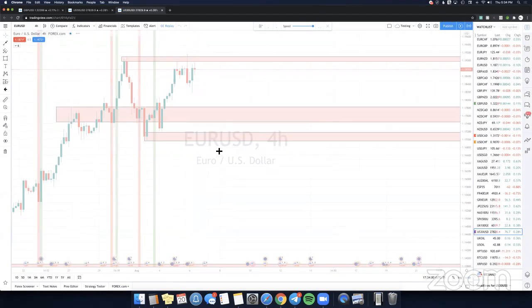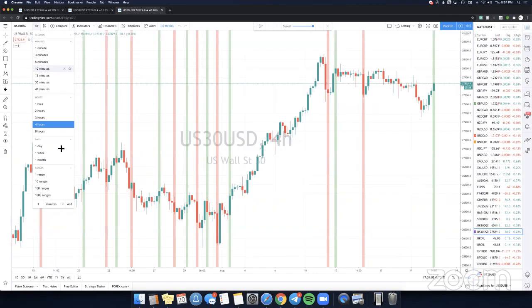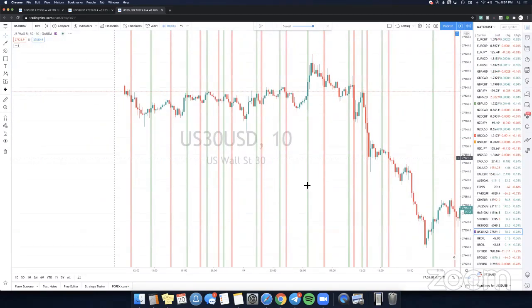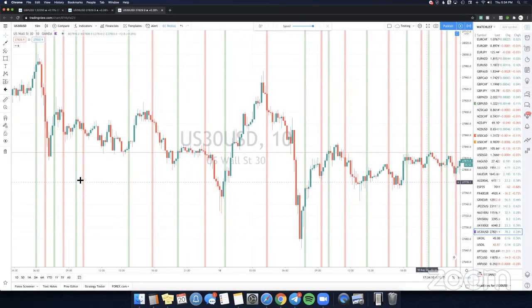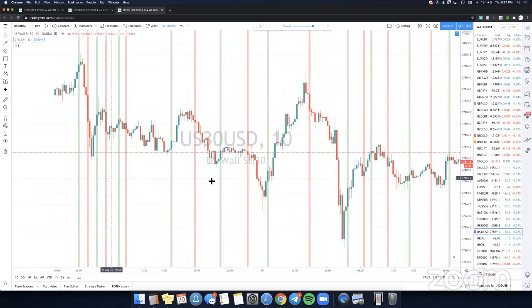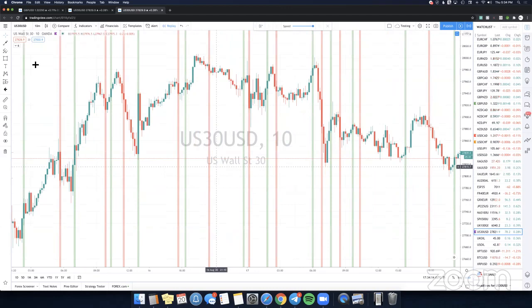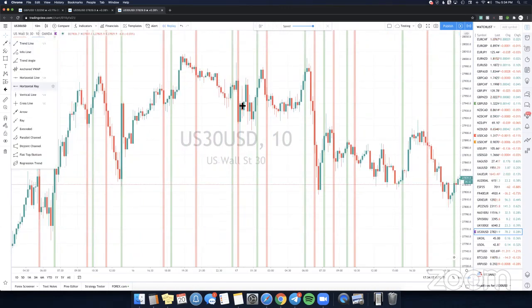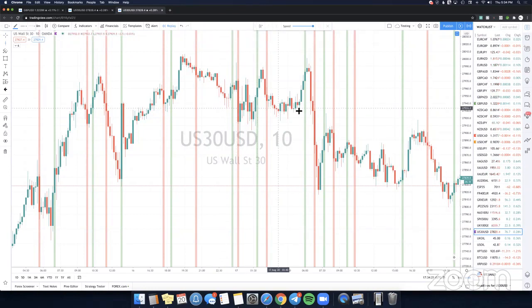So we go to US 30. When did this week start? This week started on the, not the 17th, or it might have started on the 17th, right? Yeah, the 17th. So if we go to the 17th right here, we'll start at 6:30 a.m. So 6:30 was right here.